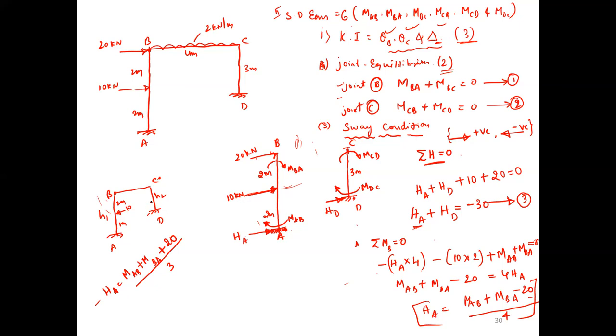Now I will give a load here, 10, at 1 meter, 2 meter, 1 meter, 1 meter. Now what is HD? This is 10, 1 meter, 1 meter. MCD plus MDC. Is this plus or minus towards C? Minus 10 into 1, 10 divided by 2.